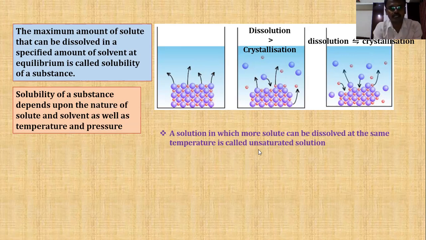That is, you take a beaker, add some salt, stir it well, it dissolves. You add some more, stir it well, dissolves. That means even if you add some more, it will dissolve. You know that. That state of the solution is known as unsaturated state. That means a solution in which you can dissolve some more salt is known as unsaturated solution.